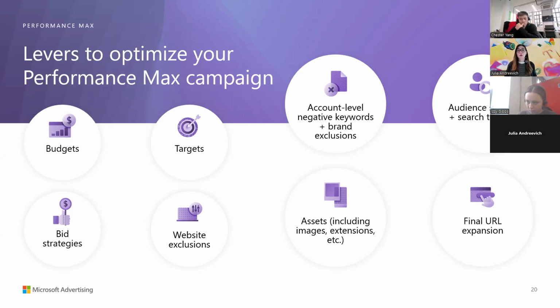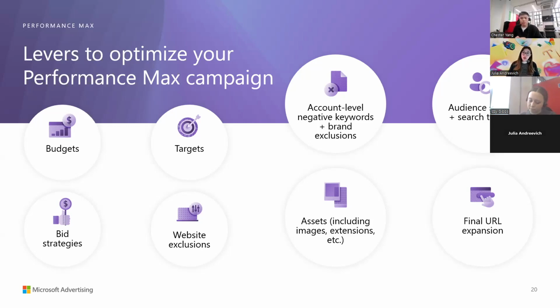And same for brand exclusions and negative keyword exclusions. So brand exclusions work on campaign level. So specifically for Performance Max, you provide brand keywords that you want to exclude. And then any generic keywords can be excluded on account level. And again, not for optimization, but to adjust the inventory.